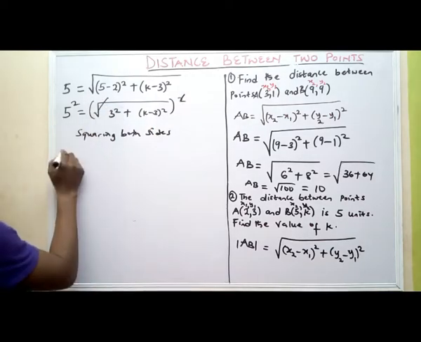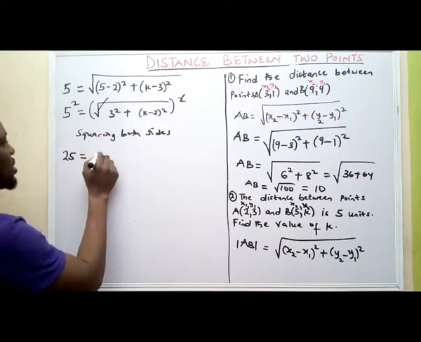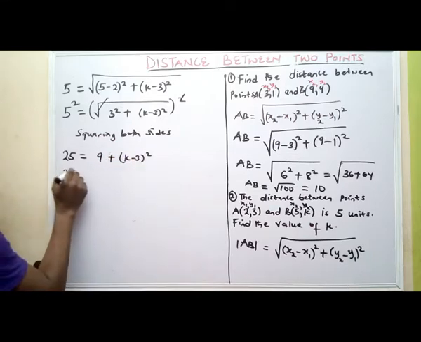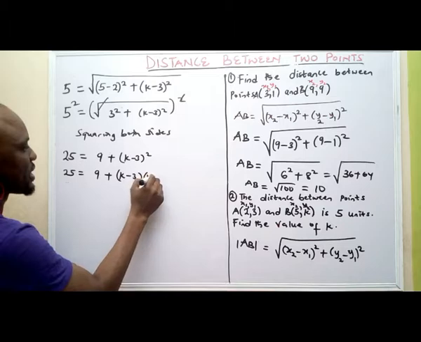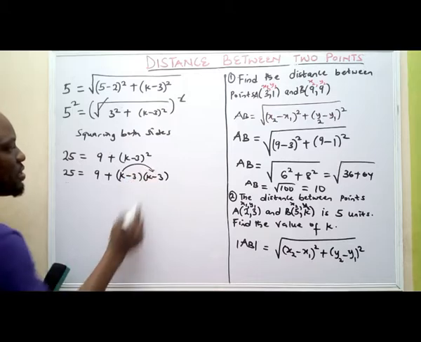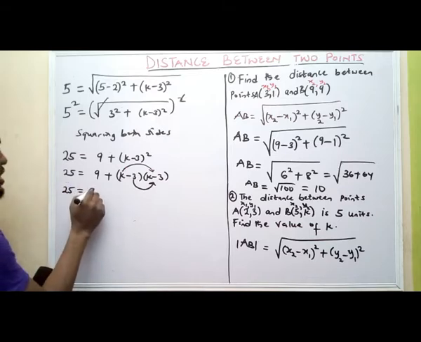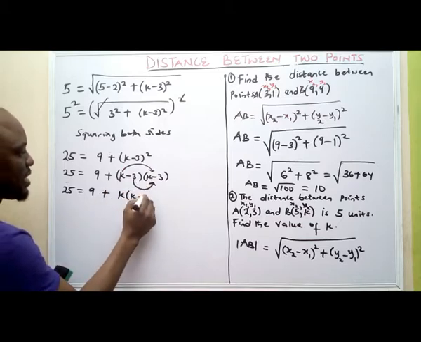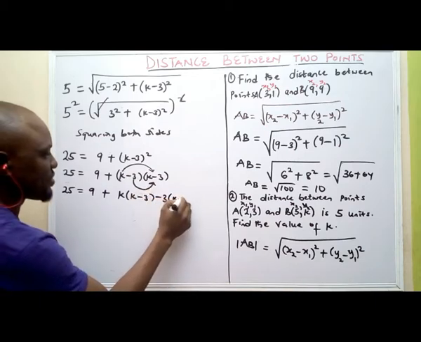So I have 5 squared, which is 25, equal to 3 squared, which is 9, plus k minus 3 all squared. So 25 equals 9 plus k minus 3 into bracket k minus 3. All I need to do is multiply this by everything in the other bracket: k into bracket k minus 3, and minus 3 multiplied by everything in the other bracket.